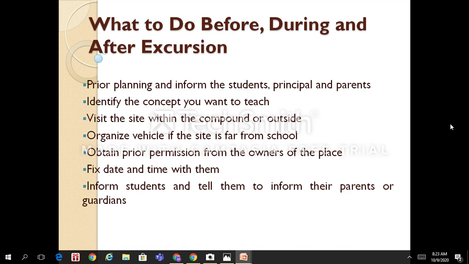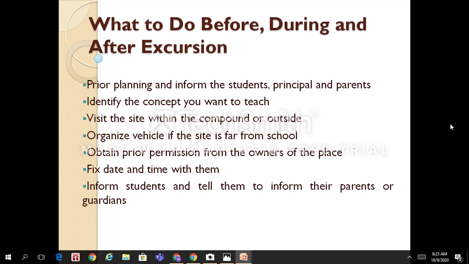So now, what are you supposed to do before, during, and after excursion? Number one, you plan for the excursion before you carry it out. Before you carry somebody's children out, you tell the students, the principal, the parents, and identify the concept you want to teach that is difficult for you to teach in the class. Then visit the site before the excursion. You organize a vehicle that will carry the children there, and you obtain permission from the place you are taking them to. You cannot just carry a student to a place when you have not taken permission from that place.